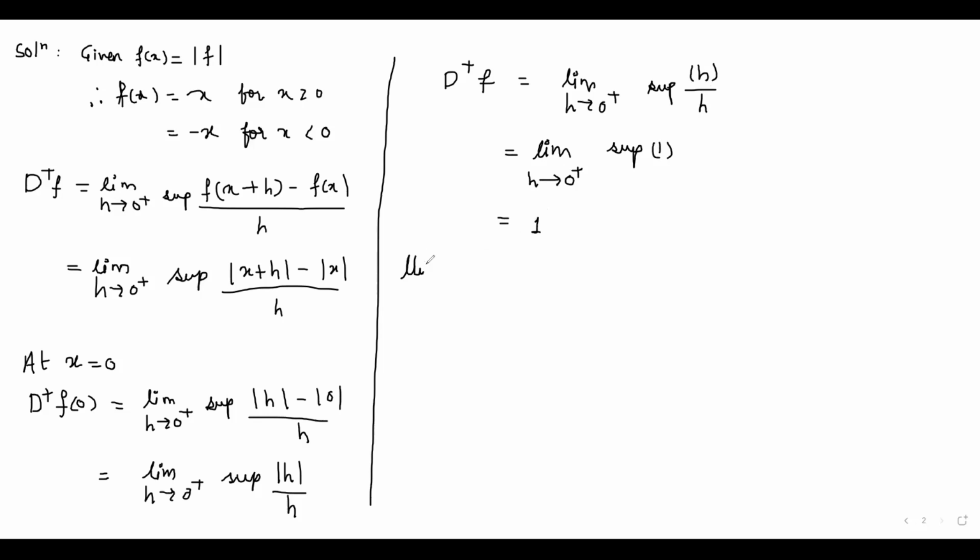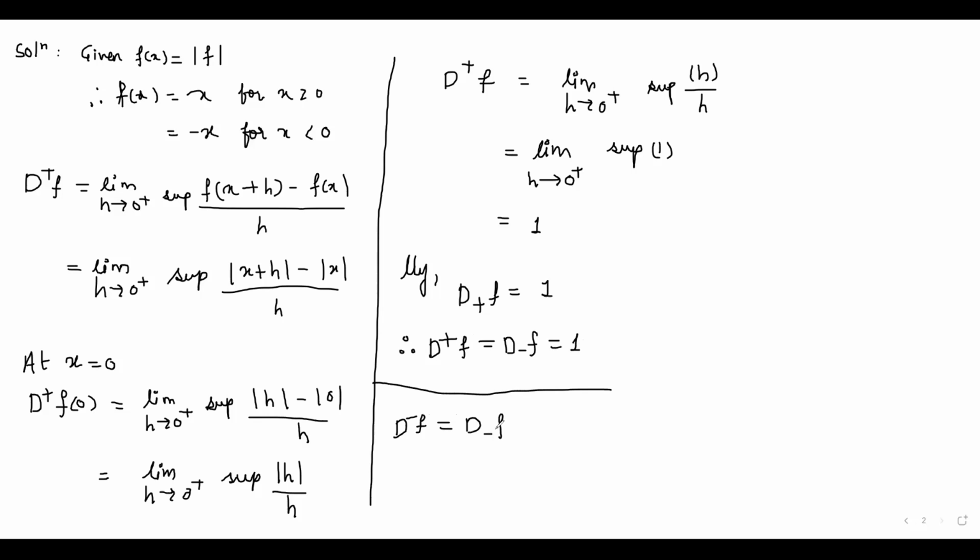Similarly, the lower right derivative of this function f is equal to 1, and therefore the upper right derivative is equal to the lower right derivative, which is equal to 1. Now next we have to prove that the upper left derivative is equal to the lower left derivative, which is equal to minus 1.